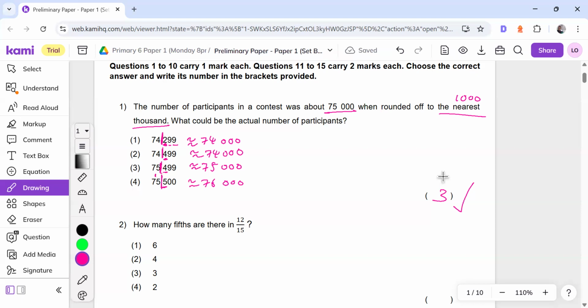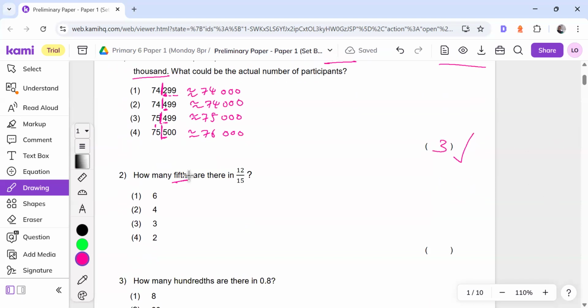Okay, let's go to question two. How many fifths? Now, fifth means how many one fifth are there in 12 over 15? If you look at this fraction, this is called one fifth. So how many one fifth are there in 12 over 15? You will need to look at the 12 over 15 and make the denominator into a fifth. That's the magic. That's a shortcut.